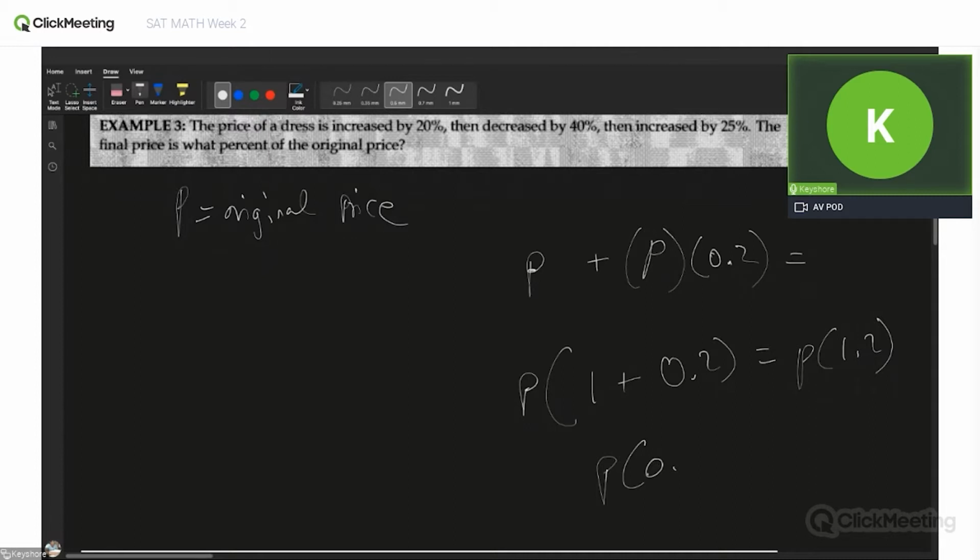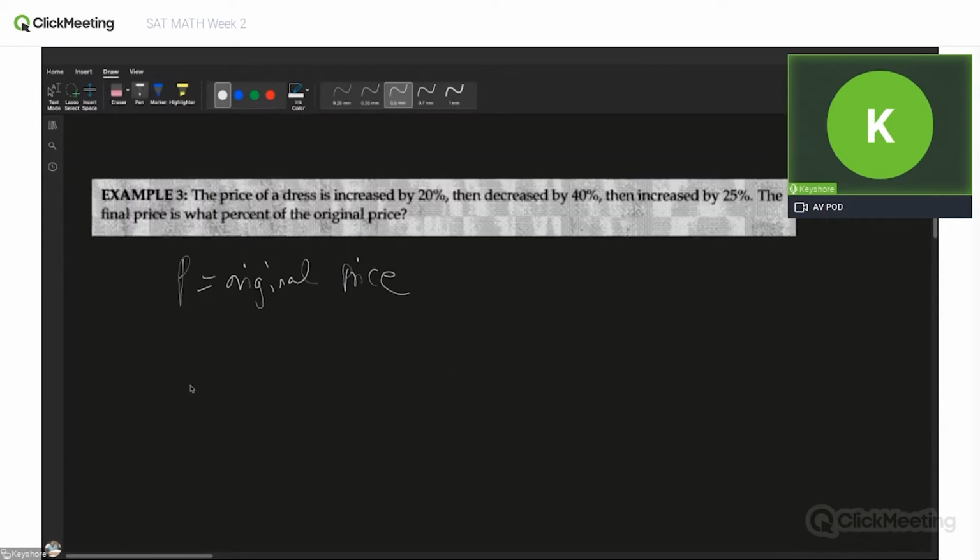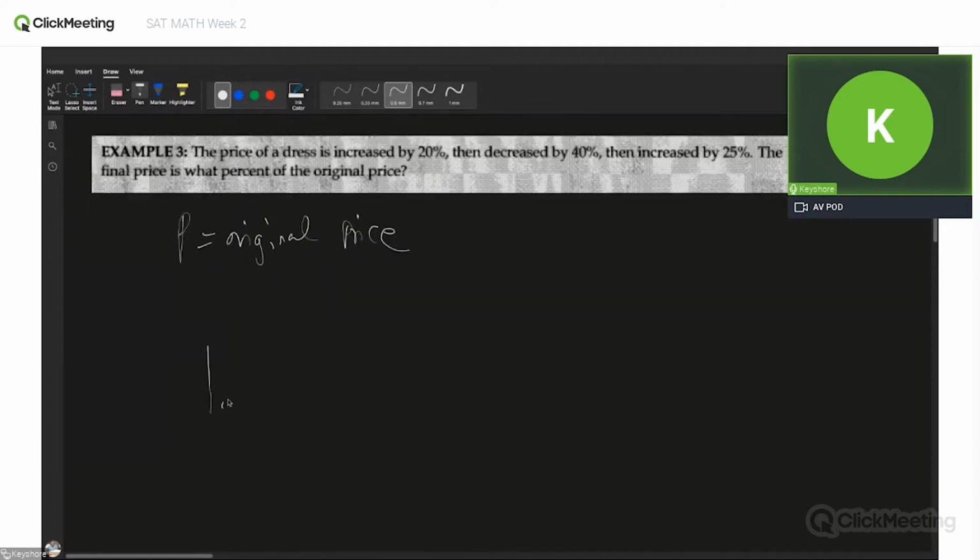1.2, and that gives me my final price. So similar to that, here, when I initially increase the price by 20%, I'm taking P times 1.2. Or I'll write it like this. This might be a better way to understand. 1.2 times P. That's what I've initially done.